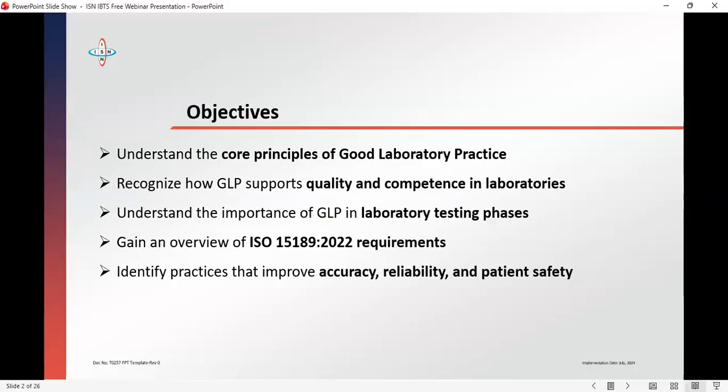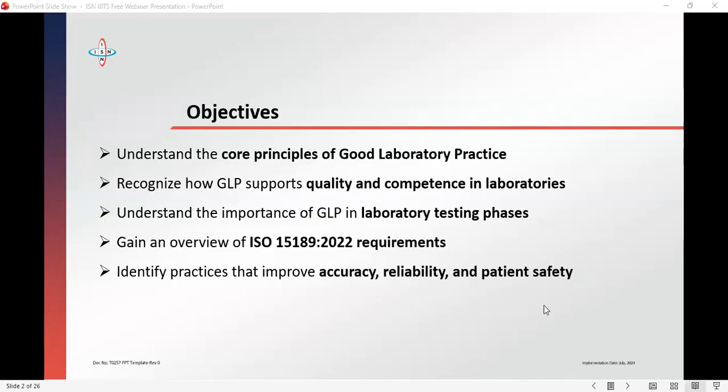So there are different phases of laboratory testing, right? We have the pre-analytical, the analytical phase, and the post-analytical phase. By the end of this training, we should be able to understand the importance of good laboratory practice in each of these phases, okay?